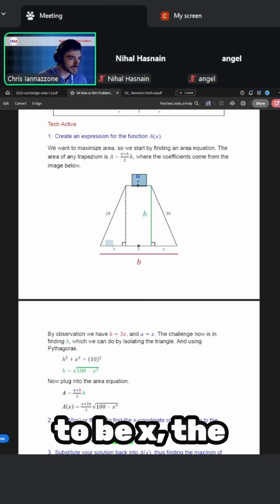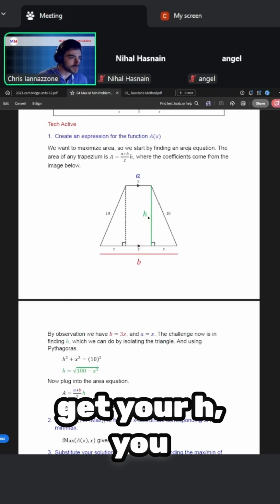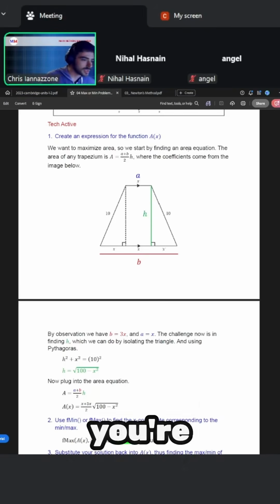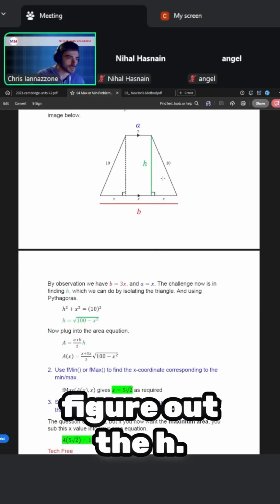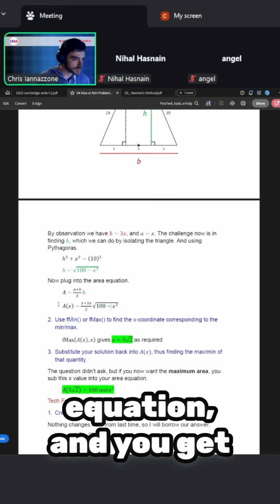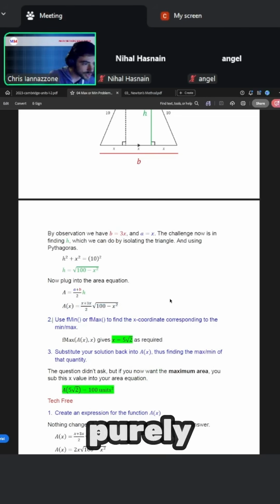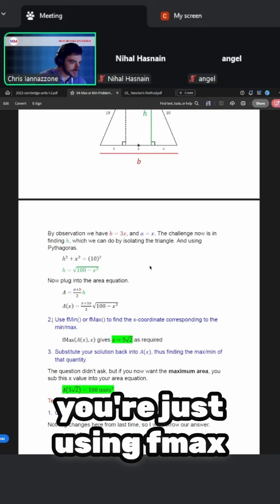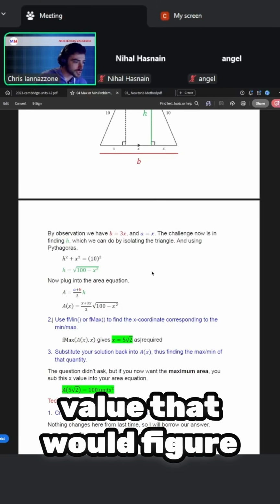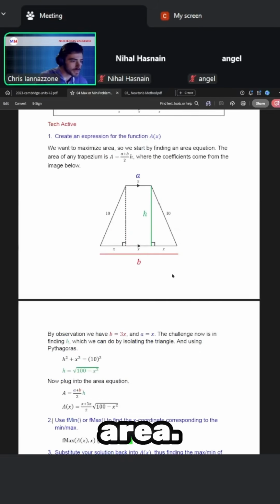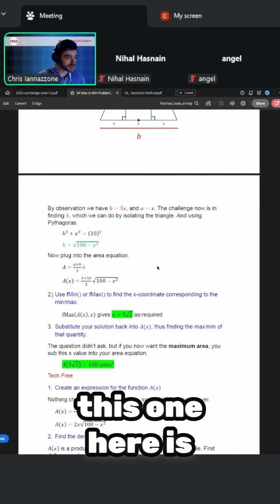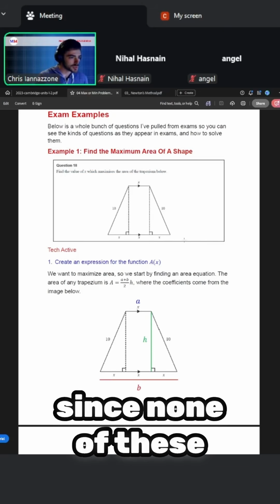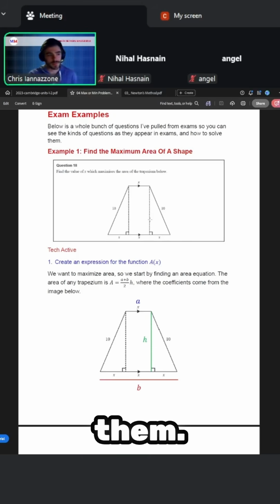So the a is going to be x, the b is going to be 3x, and to get your h, you either look at the right-hand side triangle and the left-hand side triangle, doesn't really matter which, and you're just using Pythagoras to figure out the h. From there, plug that all into your area equation, and you get the area equation purely in terms of a single variable. From there, tech active, you're just using fmax to get the x value that would figure out the maximum area. The answer that you're supposed to give for this one here is going to be specifically x equals 5 root 2, and it is going to be unitless since none of these have any units on them.